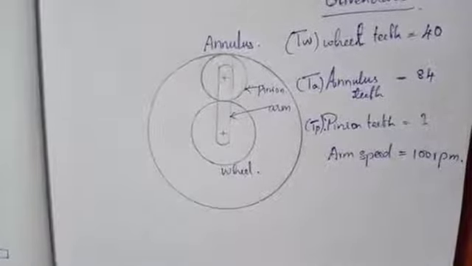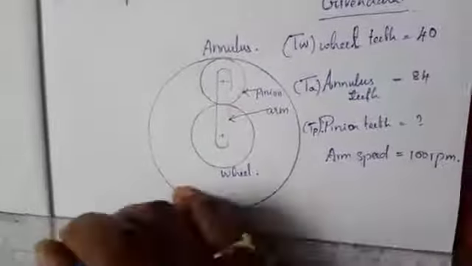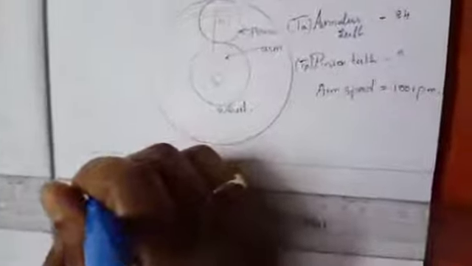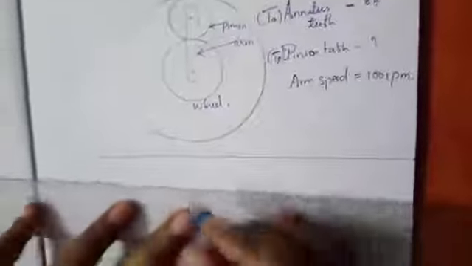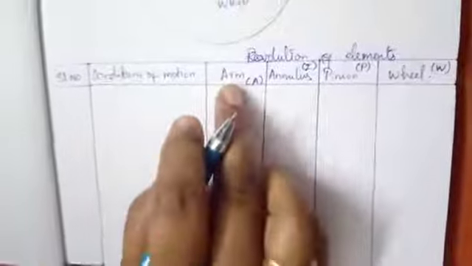So now you have to start the tabular method. The tabular method I already told you. So in which way can you do this? Draw the table: revolution of elements, conditions of motion, serial number, and you just fill it in. I am starting. So the arm is always first. So give the arm first.